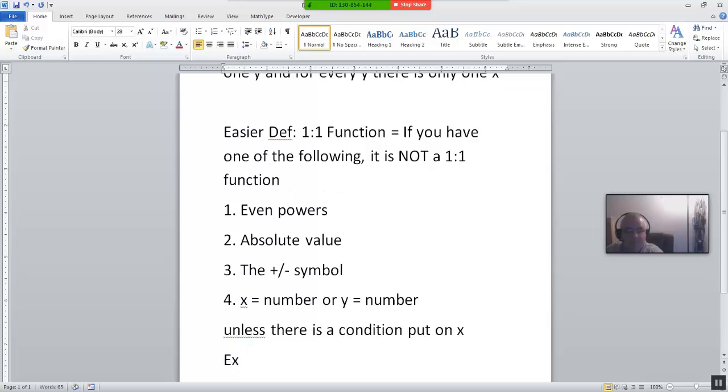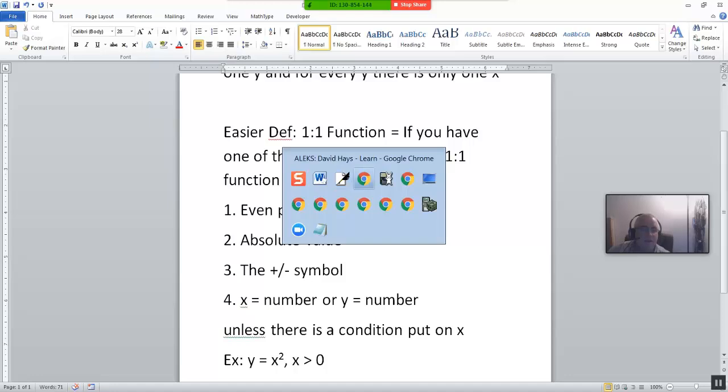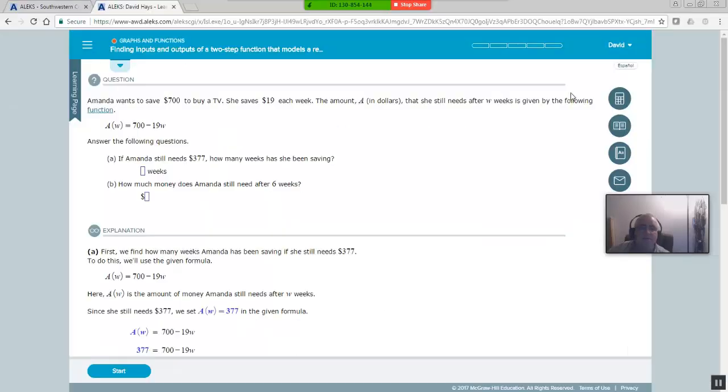And what I mean by that is we got y is equal to x squared. Now this right here would normally not be a one-to-one function because it's got an even power. But if I put a condition on it saying where x is greater than 0, by applying that condition I'm making it a one-to-one function. Let me close this.